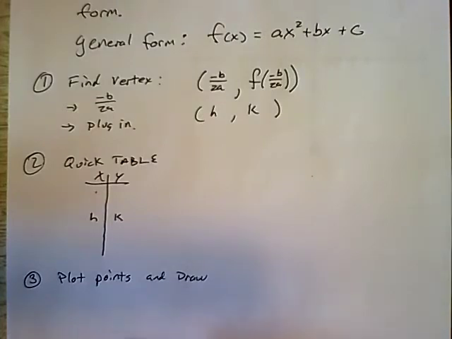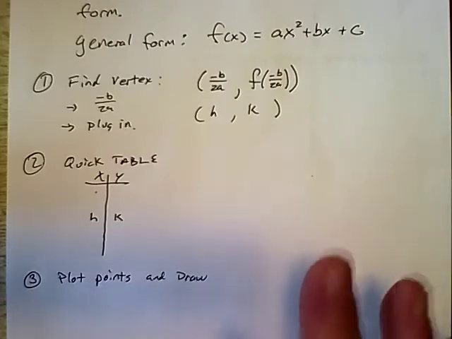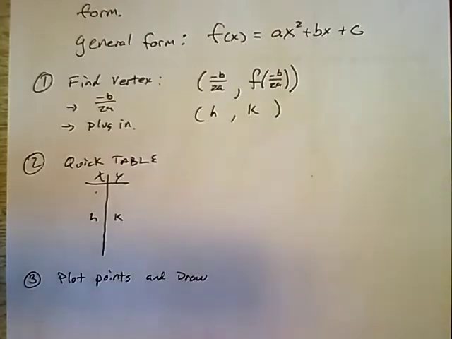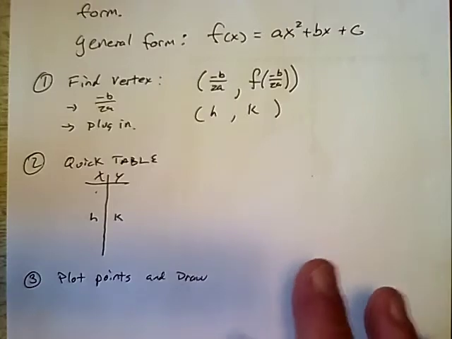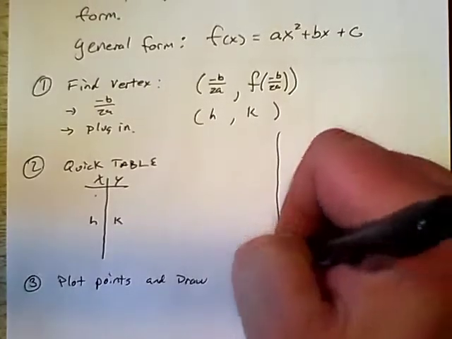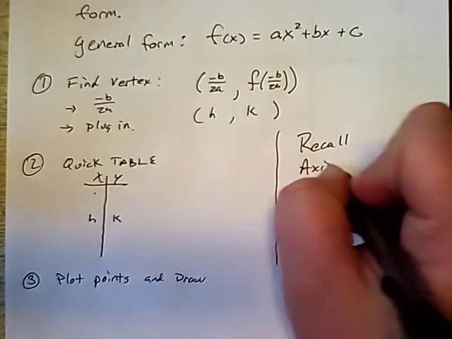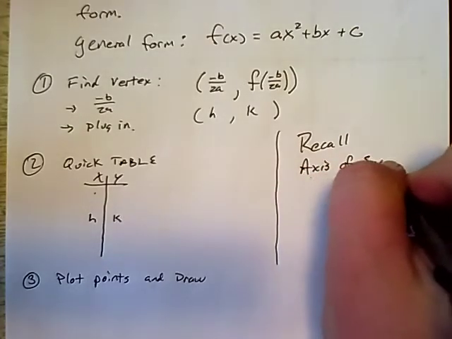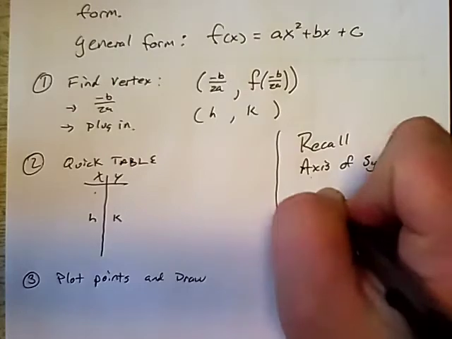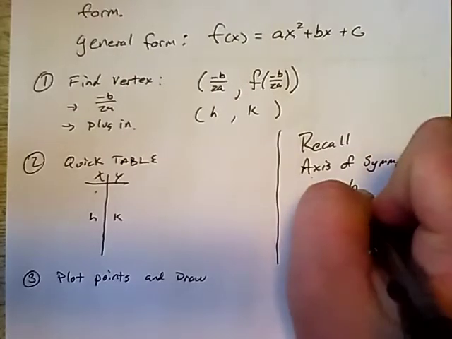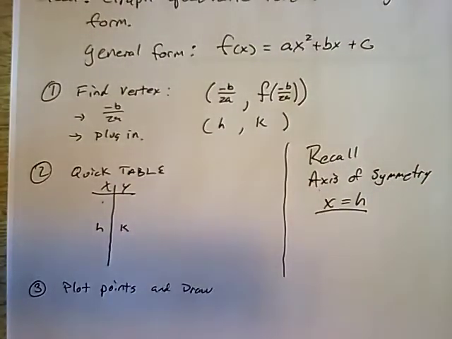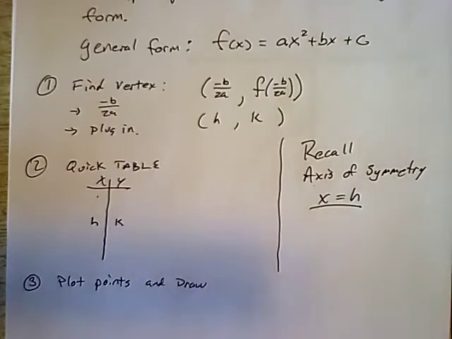And then we'll answer any other possible questions that they may have. So if the question asks for an axis of symmetry, we can find the axis of symmetry, whatever else there may be. And just to make sure we're all on the same page, I want you to recall that the axis of symmetry is in the form x equals h. All right, so let's try an example and let's see how we do.